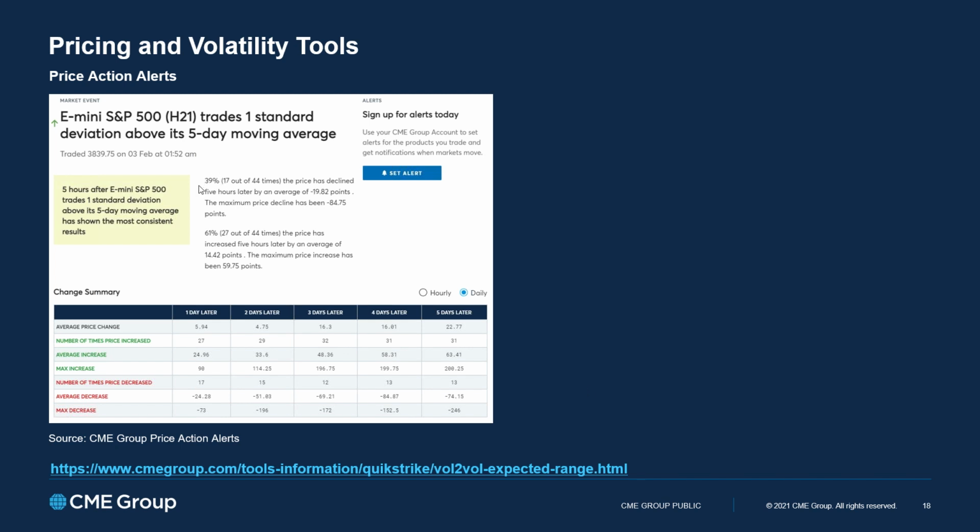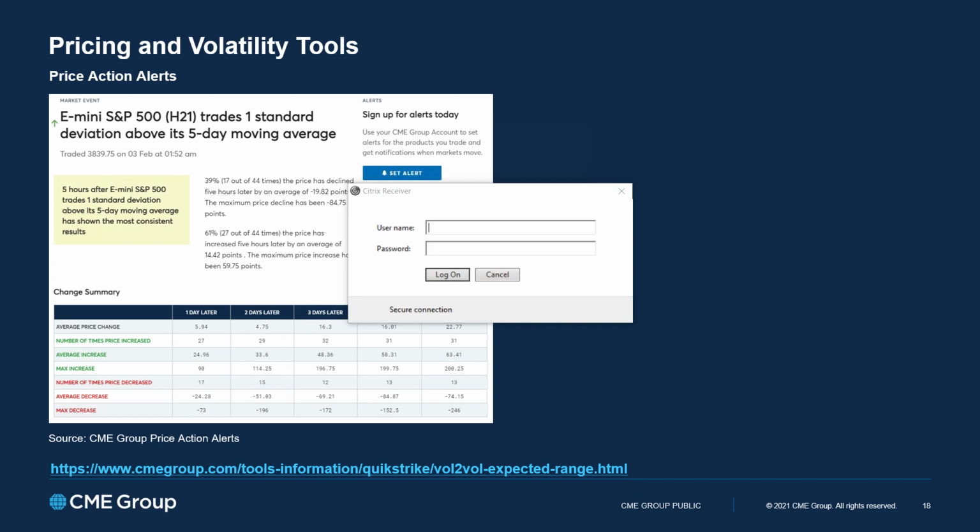What you also get, and you can read here, is that when this has happened over the last year, which has happened 44 times, in 39% of those times the price declined 5 hours later. In 61% of those times, the price increased 5 hours later. And then it tells you a little bit more detailed information about those events. So that's kind of the beauty of this tool.